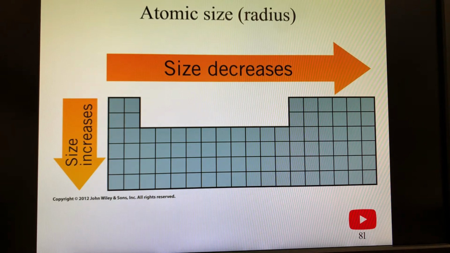Okay, so atoms get bigger as you approach this corner on the periodic table right here. So this is the biggest corner. So that's something that you can just remember. The bottom left corner is the biggest atoms on the periodic table.